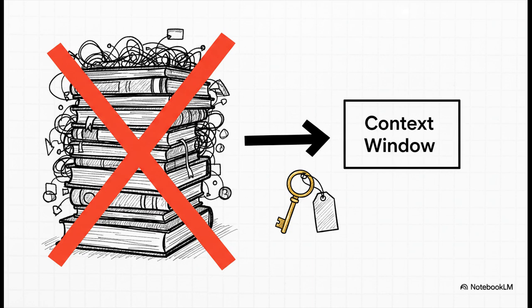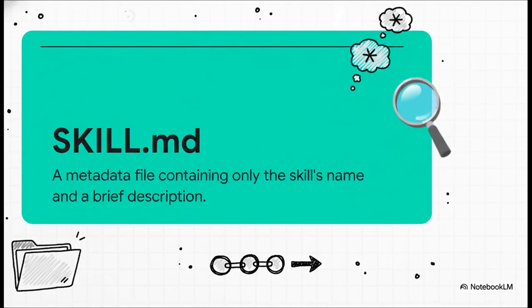The agent never ever loads the entire skill, all the code and instructions, into its working memory. Instead, it just loads a tiny, tiny little piece of metadata right at the start. And that little piece of metadata lives in a file called skill.md. All it has inside is 2 things: the name of the skill and a super short description of what it does. That's it. It's basically just a tiny, lightweight signpost.